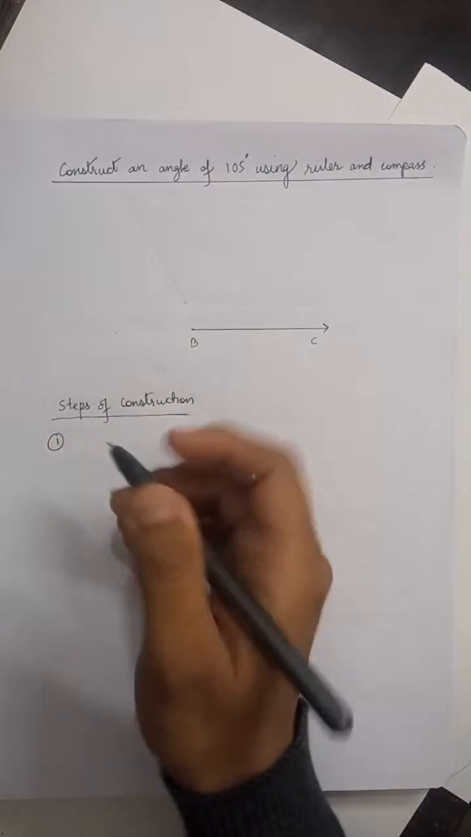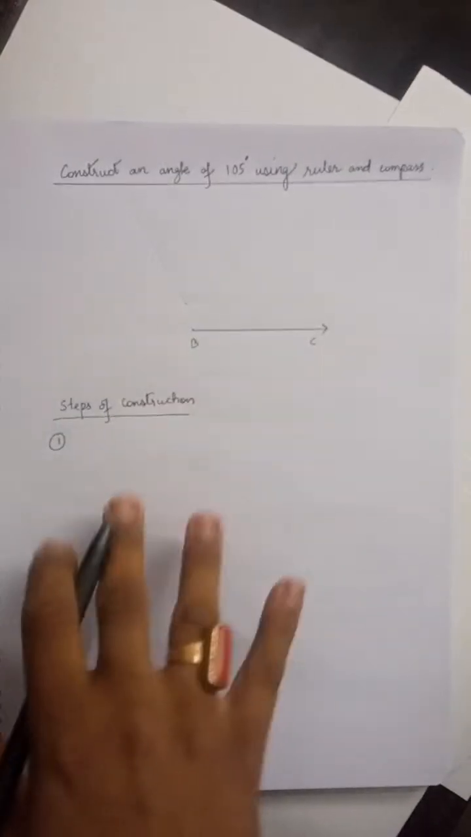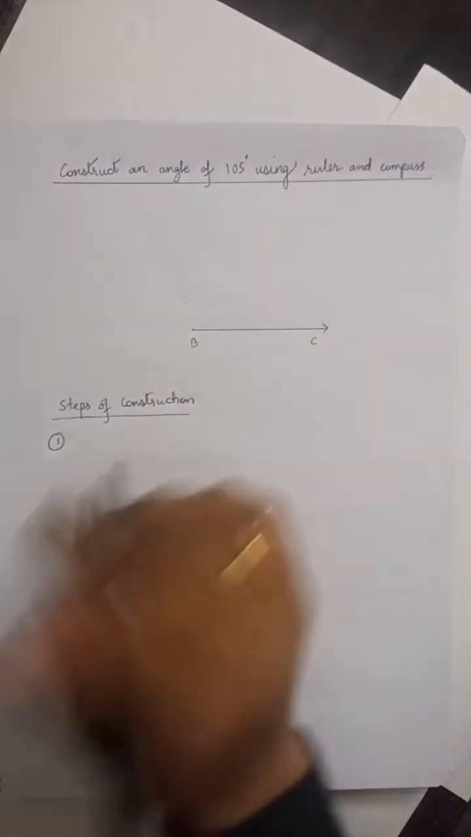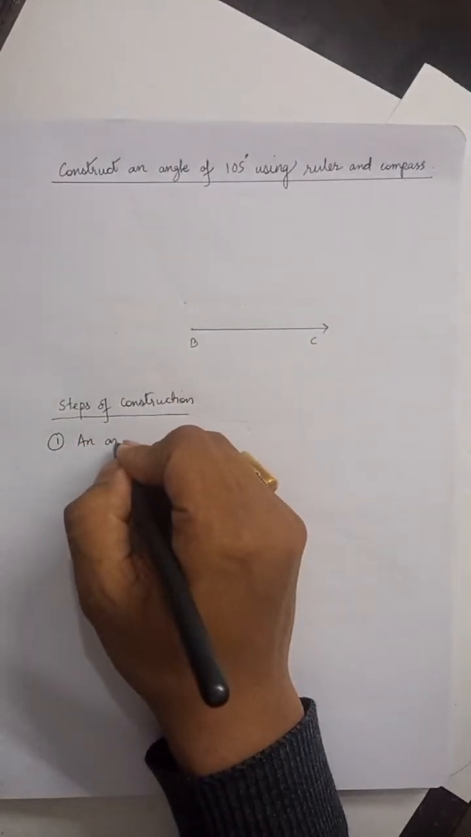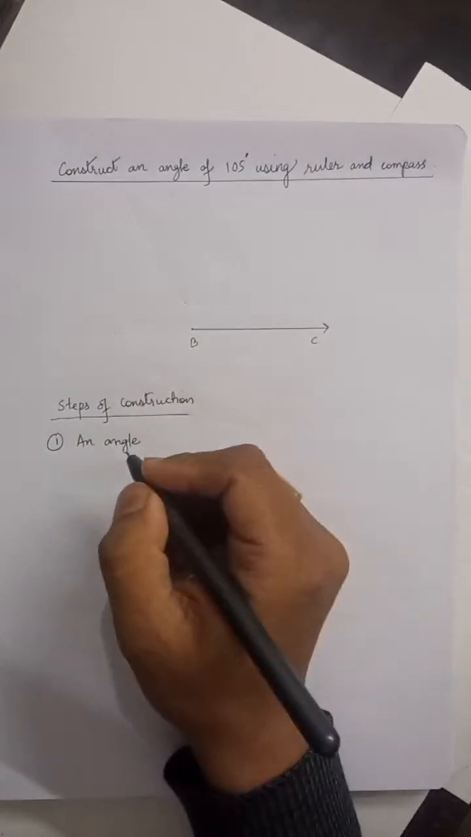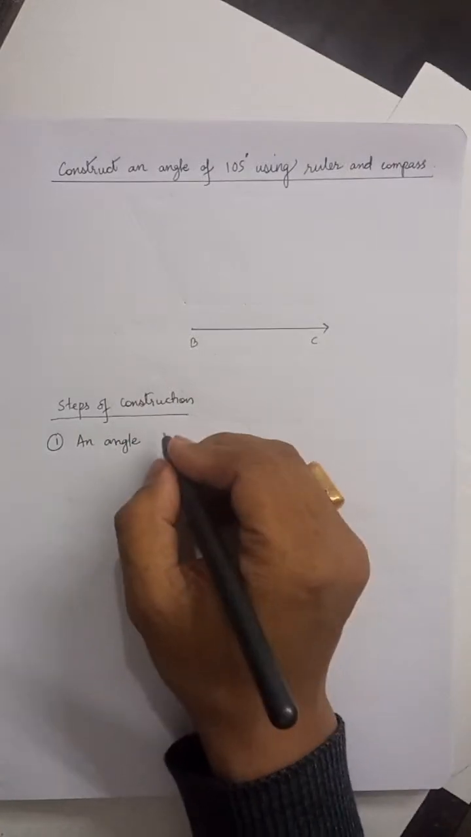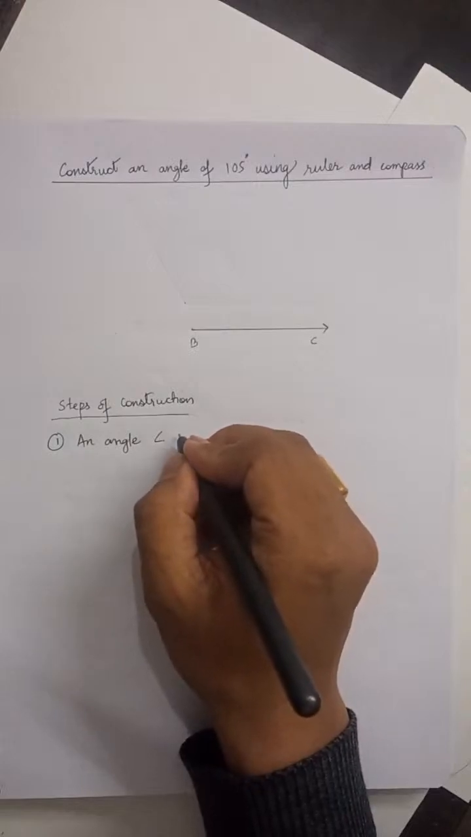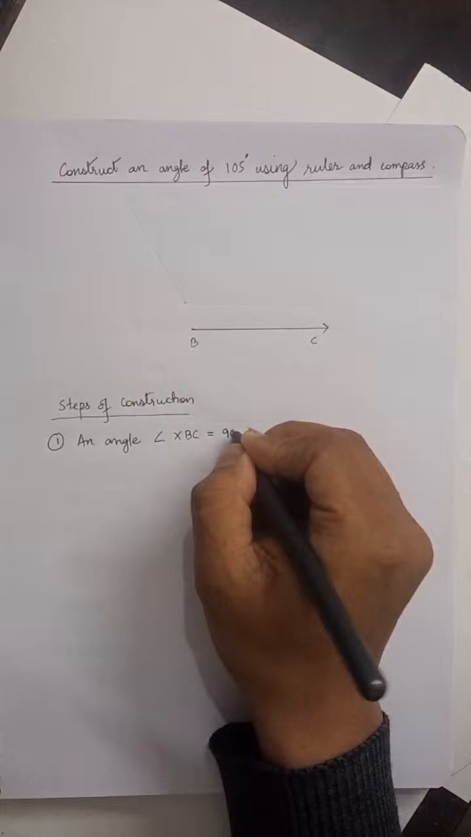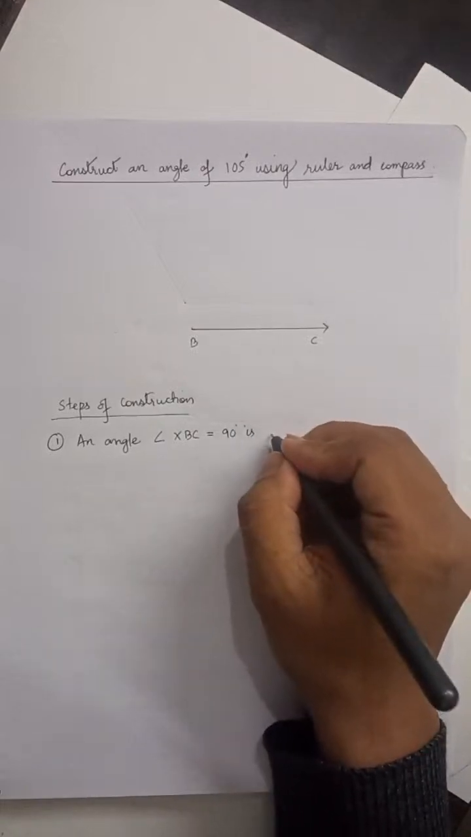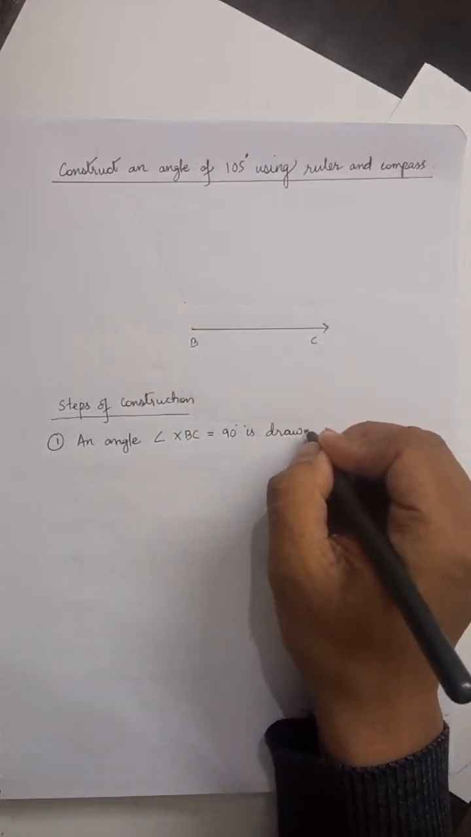So let me do one thing. This time I will write the steps first and then I will construct the angles. An angle XBC equal to 90-degree is drawn or constructed, whatever you can write.